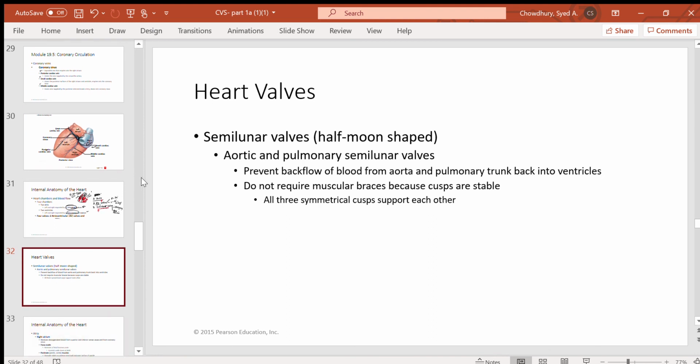And the heart sound that you hear is due to the closure of the valves. So when the valves get closed, after they get opened, you hear that sound. Okay. When AV valves get closed, you hear the first sound, lub, and when semilunar valves close, you hear the second sound, dub. It's a lub dub sound. Okay.